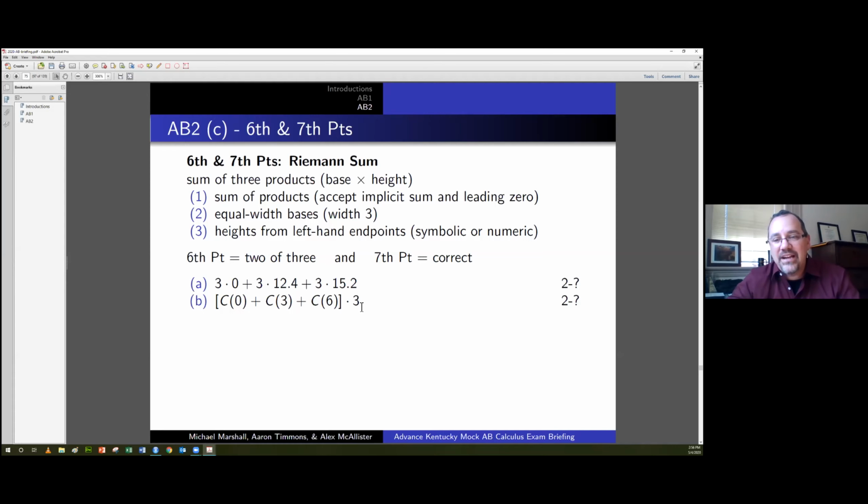We'll allow them also to factor out the 3. So it could be C of 0, C of 3, C of 6 times 3. So that base width component could be pulled out.